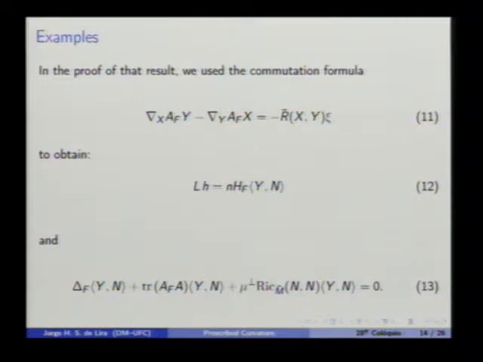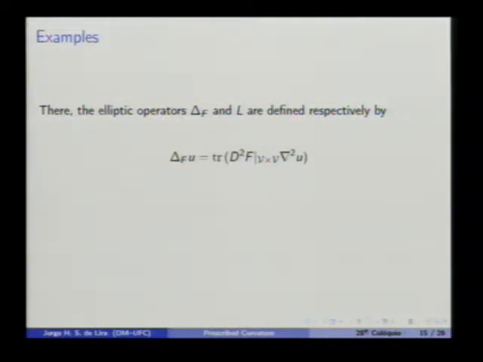These operators, L and nabla F, are modifications of the classical Laplace-Beltrami operator. The first one, delta F, is the trace of the Hessian, but the Hessian with this weight given by the Hessian of F. So you get an elliptic operator, now with some anisotropy too. And this L is a kind of principal part of the Laplacian. You took off this divergence of the Hessian. This operator remains elliptic too.